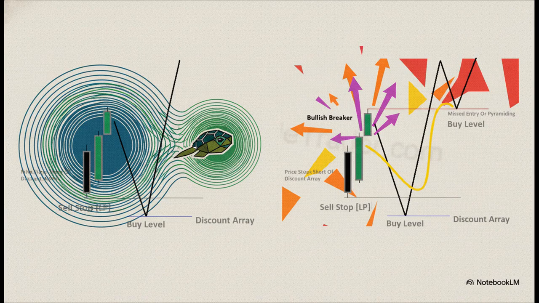After that stop run, price rallies hard and breaks a recent short-term high. That old high now becomes a bullish breaker. It's your second chance to get in on a pullback.